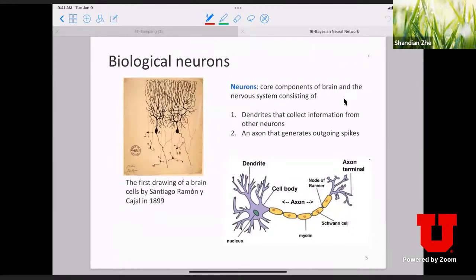We have to emphasize that neural networks are inspired by the biological neural system. Basically, people found even in the 19th century that for the brain or nervous system, the basic unit is the so-called neuron. There are two parts: dendrites and axons. Dendrites are in charge of collecting information from other neurons, and axons generate outgoing spikes.